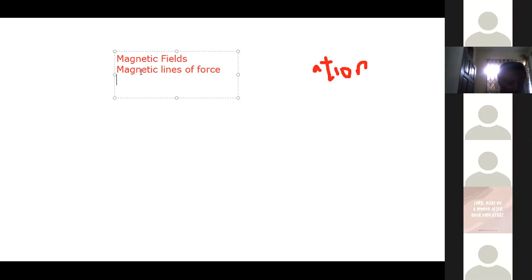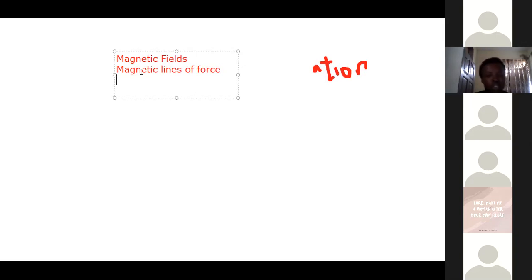This is the direction in which a small north pole tends to move when placed at a point. So the other day I told you that a magnetic field normally moves in the direction from the north pole to the south pole. So when you are drawing or representing the magnetic field, the arrows should always move from the north to the south. I've already told you that.